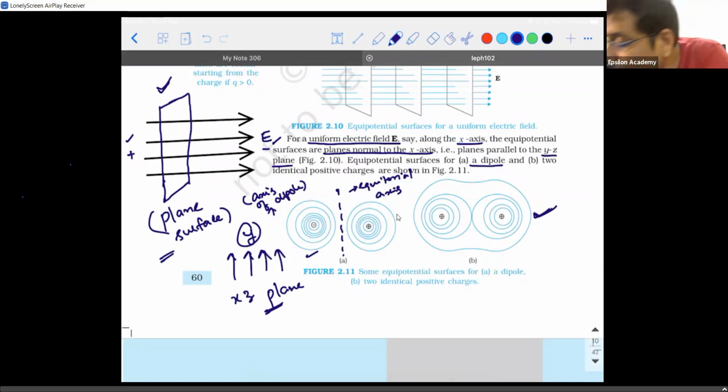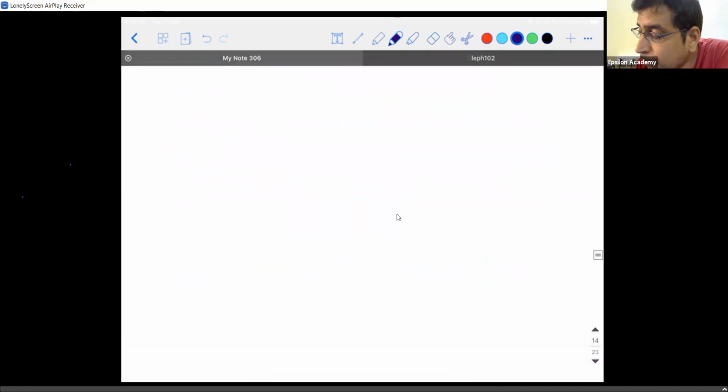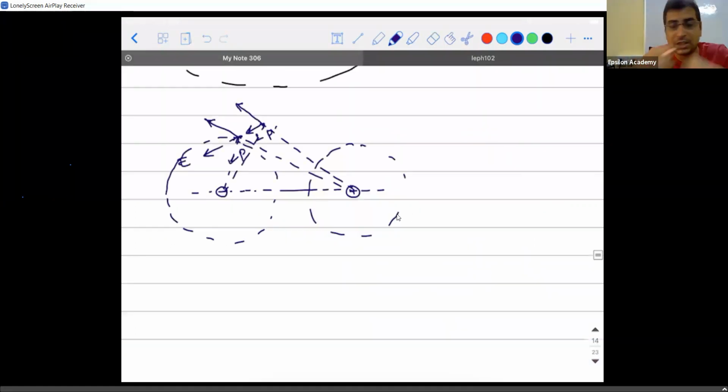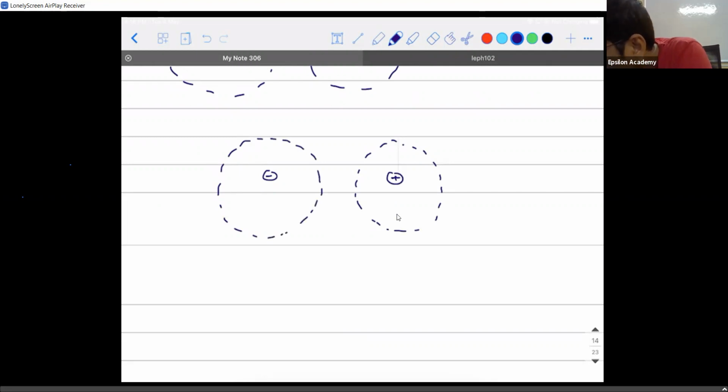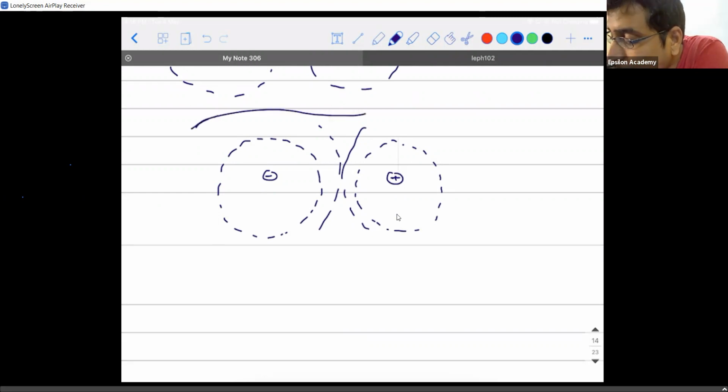Whereas for a system of two positive charges, the equipotential surfaces will touch each other. If this is negative, this is positive, they are going to be like this. There will be a particular instance where they are going to touch each other. After that, they will overlap and it will form a system like this.